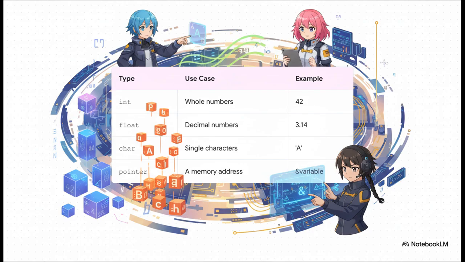You've got your int for whole numbers, like 1, 2, 3. Float for numbers with decimal points, like 3.14. Char for just a single letter. But then, you have pointers, and these are really interesting. A pointer doesn't hold the data itself, it holds the location of the data in memory. It's like having a treasure map instead of the treasure itself.